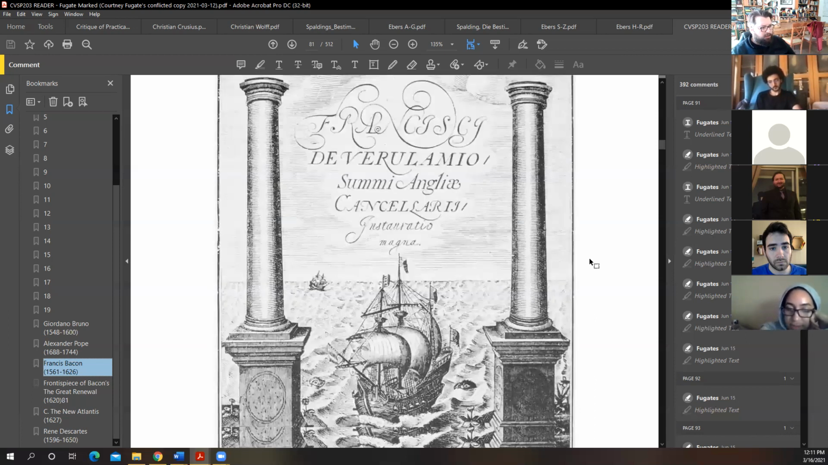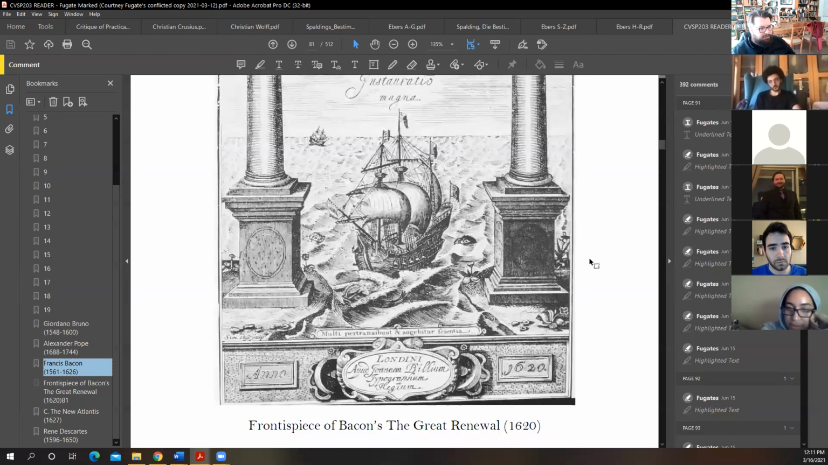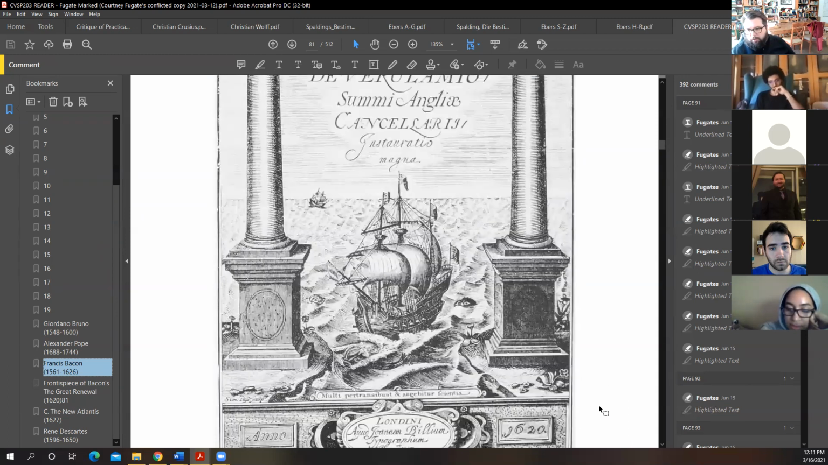So here's the picture. Now, this is called a frontispiece, right? It's what you'd find printed at the beginning of the book, published in 1620. Sometimes when you open up old books, a lot of them have really nice pictures in the beginning. Most of those, however, have nothing to do with the book.